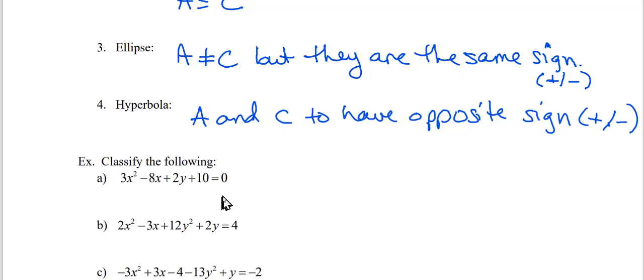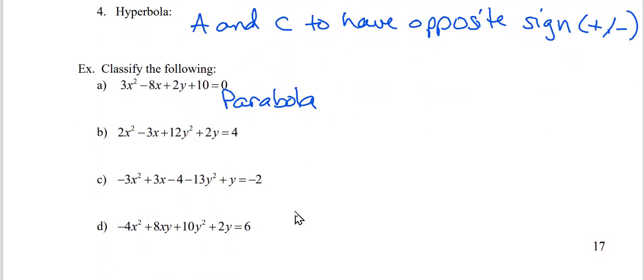This first one has to be a parabola. There's only x squared, not y squared. Part B, actually, I'm going to give you a second to try to find these. Go ahead, pause the video and see if you can figure out what B, C, and D are based on what we said above.